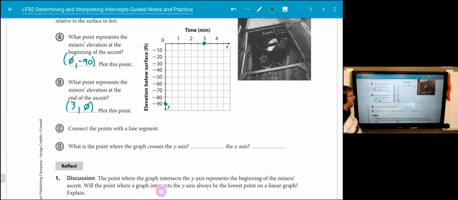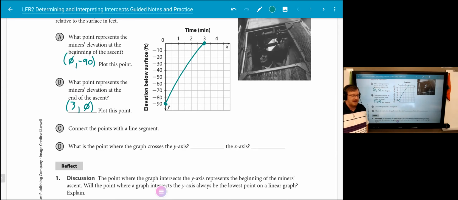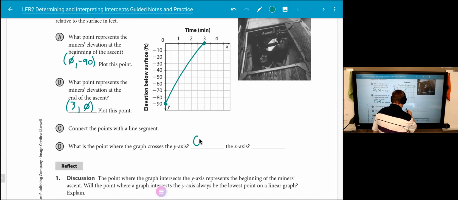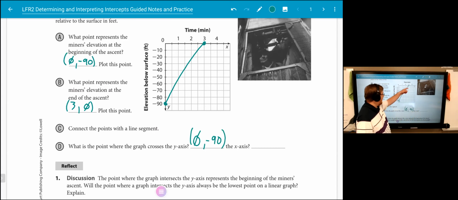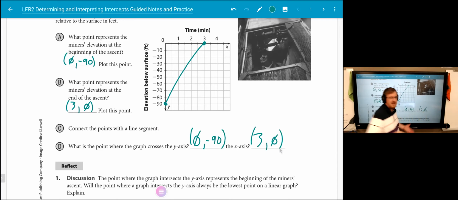Part C says connect with a line segment. Oh, let's see what I can do today. That's not too bad. We'll go with it. Okay. What is the point where the graph crossed the y-axis? Well, it's 0, negative 90. And it crosses the x-axis at 3, 0. Interesting. Those are the 2 points that we just found, right? The intercept, where it intercepts the axis, okay?